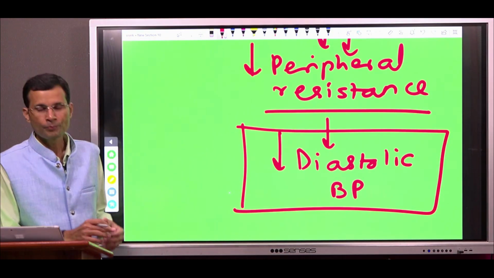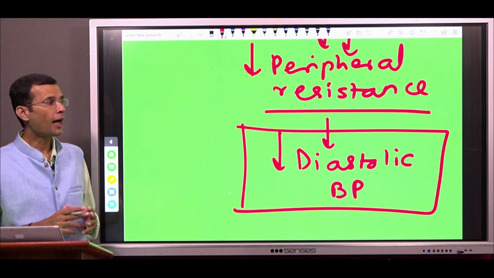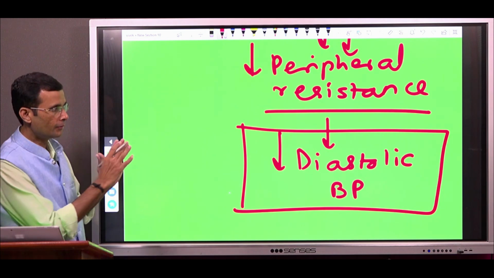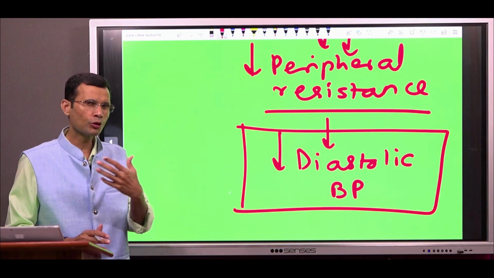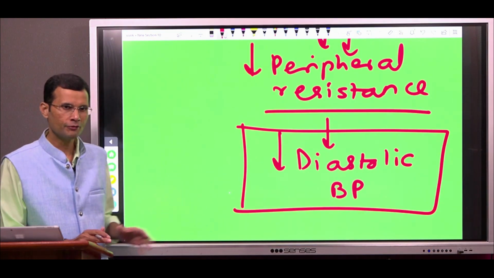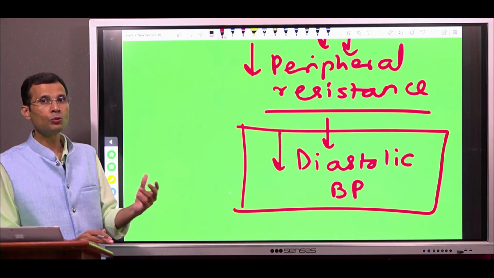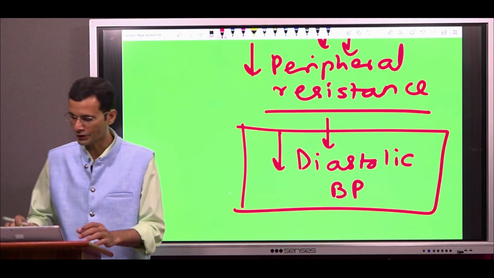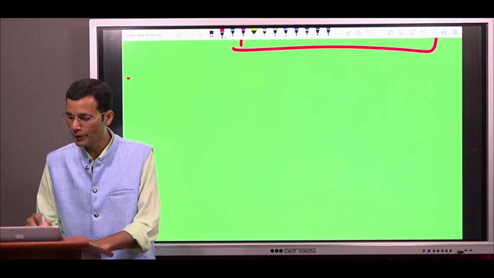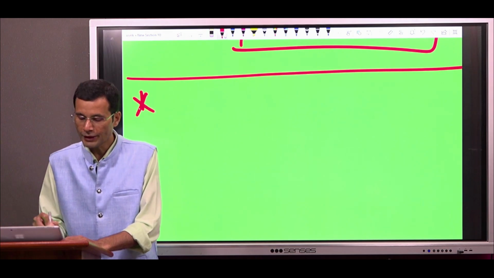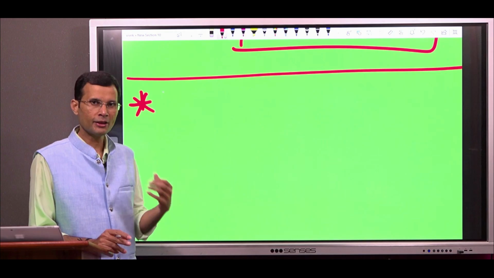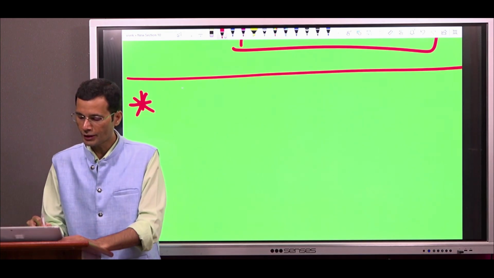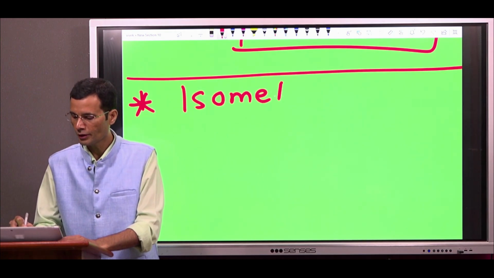We will see that isometric exercises, these are isotonic, but isometric exercises are somewhat contraindicated in hypertensive individuals because they are known to increase the diastolic blood pressure. So let's see the isometric exercises. These were the changes in isotonic exercises, dynamic exercises, aerobics. Now let's see the cardiovascular changes during isometric exercises.